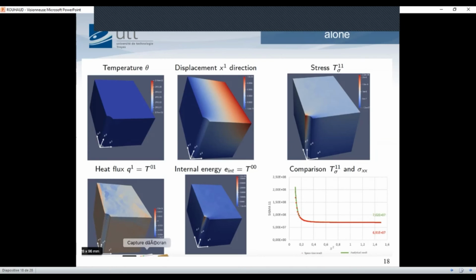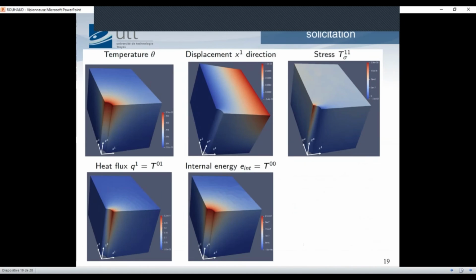Here, only the mechanical displacement is imposed, and you see that the temperature is constant. And you can compare the stress to an existing analytical solution here. In green, the analytical solution, in red, the simulation, to see that the results are coherent with the existing solutions. Now, we can do a prediction when we impose both temperature and displacement and look at the different solutions. In particular, we have the information for the heat flux and the internal energy inside the solution.